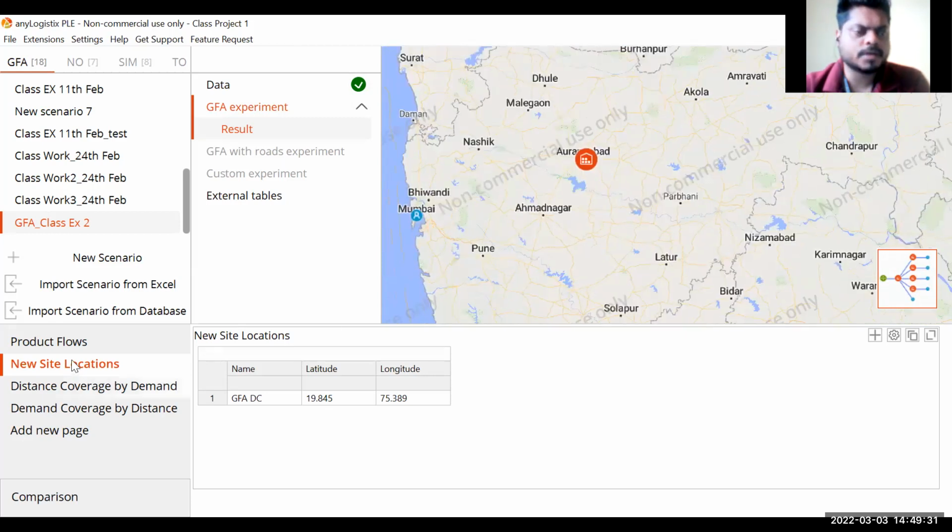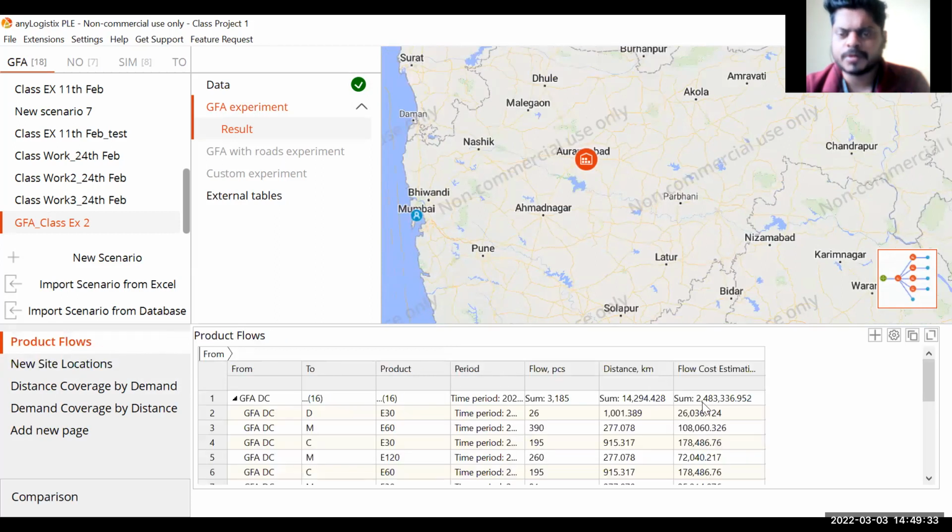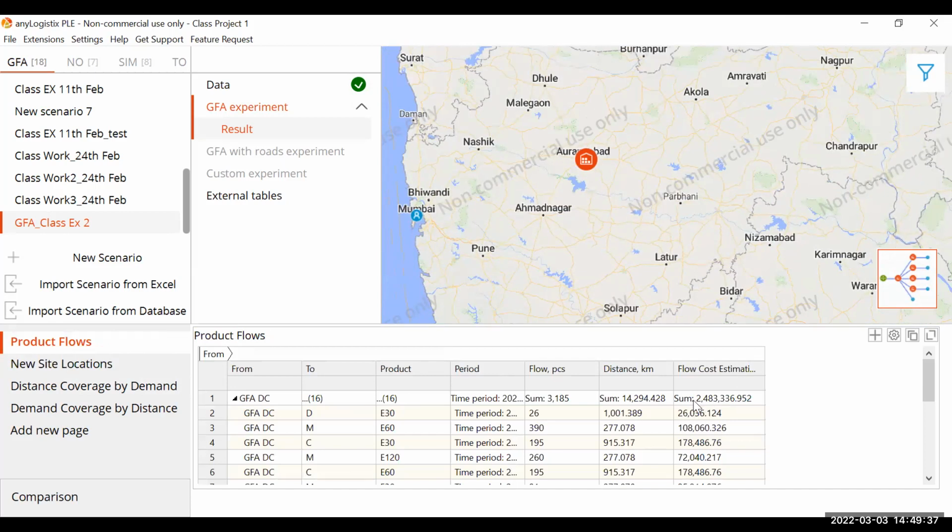But what has happened? Product flows, if I look into the total sum, because I've taken only one distribution center, I'm getting around 24 lakhs 83,336. Some of you have got around 16 lakhs, but others I'm not sure. Any doubt, any questions while running this experiment?